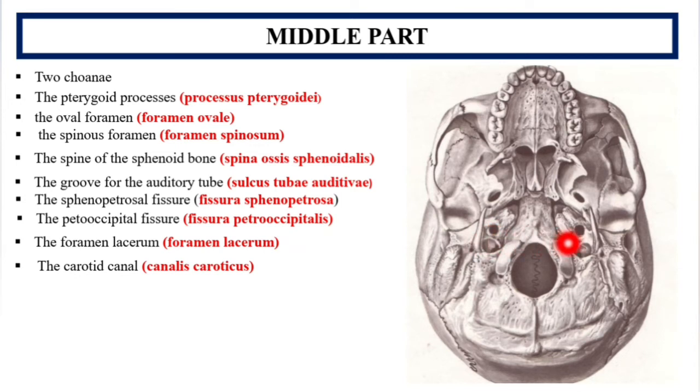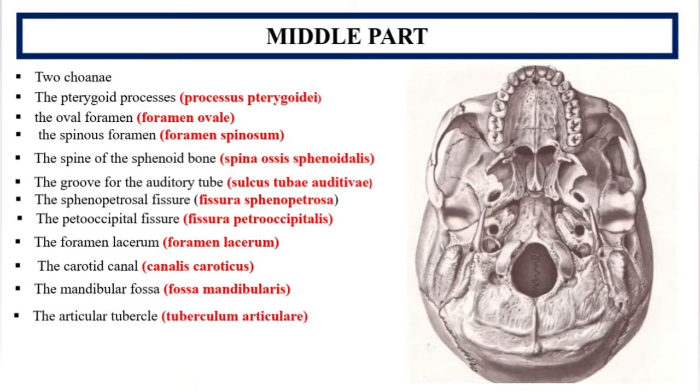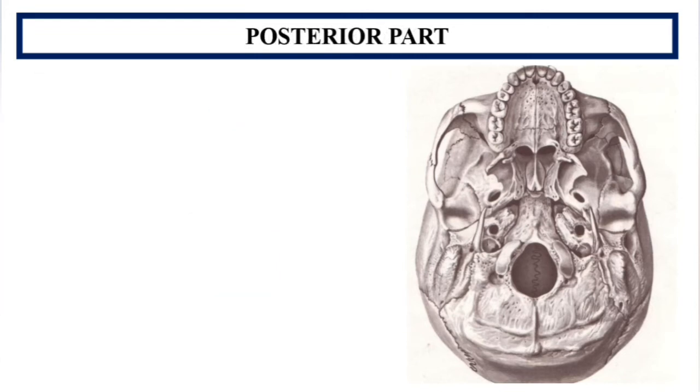That's the carotid canal. The mandibular fossa, fossa mandibularis, for articulation with the mandible here, right? Forming the temporomandibular joint. And anteriorly, you actually find the articular tubercle, tuberculum articulare. That one will prevent the anterior dislocation of this temporomandibular joint. Okay, that was the middle part.